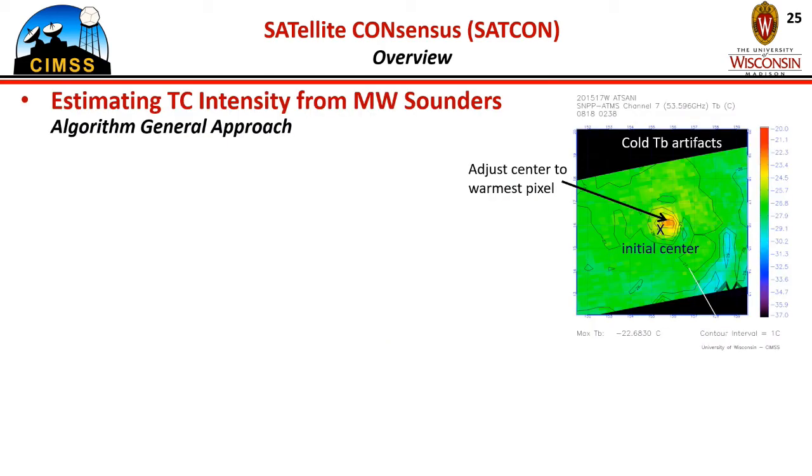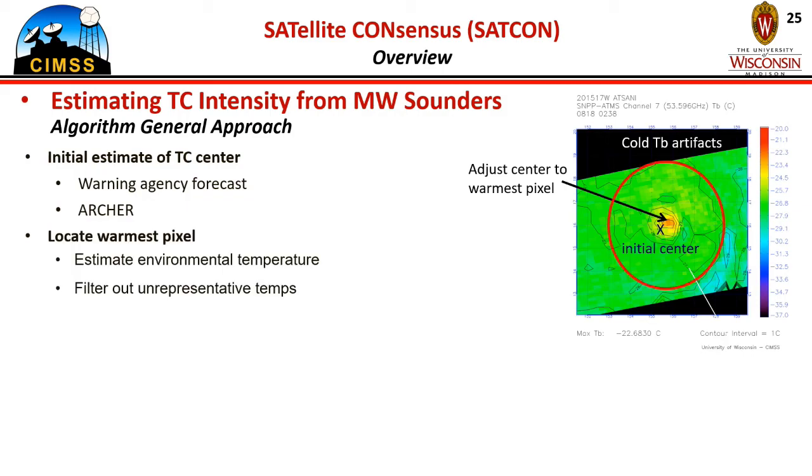Okay, so here is a general overview of how intensity estimates are derived using the microwave sounder techniques. This one is for the one derived at CIMSS. Okay, so first, a center position is determined either by using the forecast interpolation or the use of Archer, which I described in the ADT.